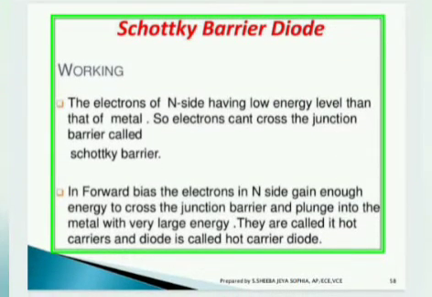Moving to the working of the Schottky barrier diode, the electrons of the N side have a lower energy level than that of the metal, and so these electrons can't cross the junction barrier, which is called the Schottky barrier. In forward bias, the electrons in the N side gain enough energy to cross the junction barrier and plunge into the metal with very large energy. They are called hot carriers, and so this diode is said to be the hot carrier diode. This is the reason why we call the Schottky barrier diode a hot carrier diode, since the electrons crossing the junction are called hot carriers.